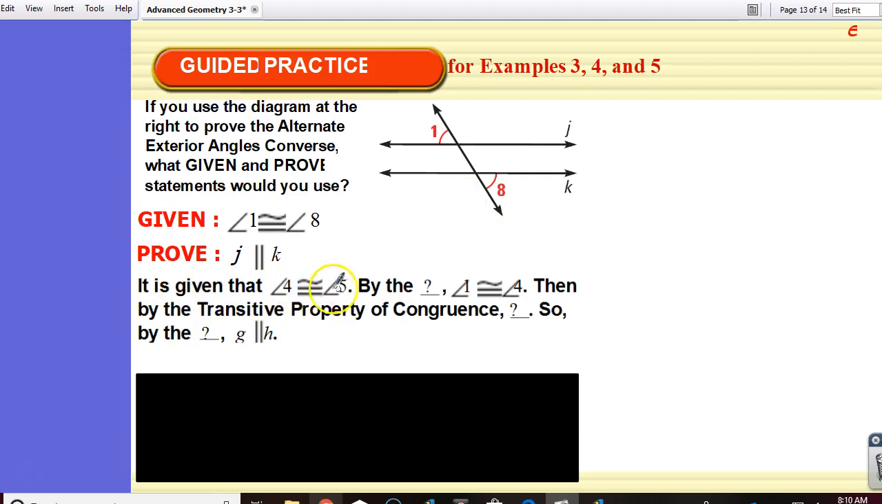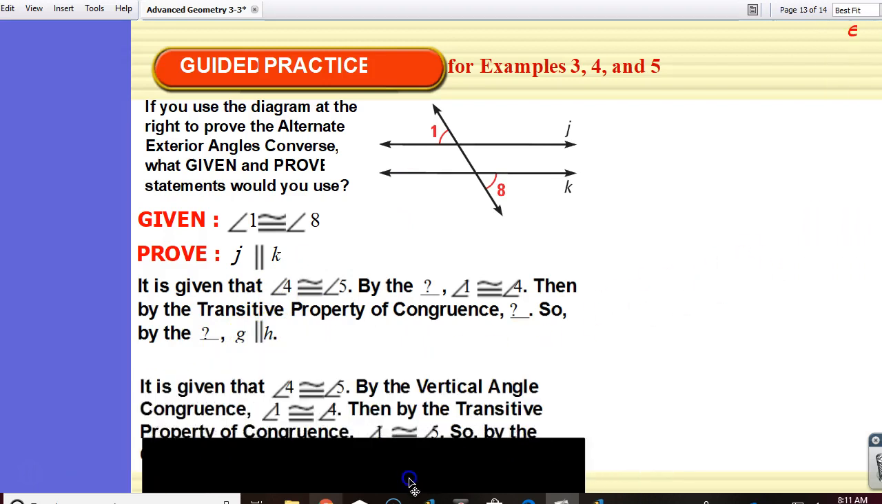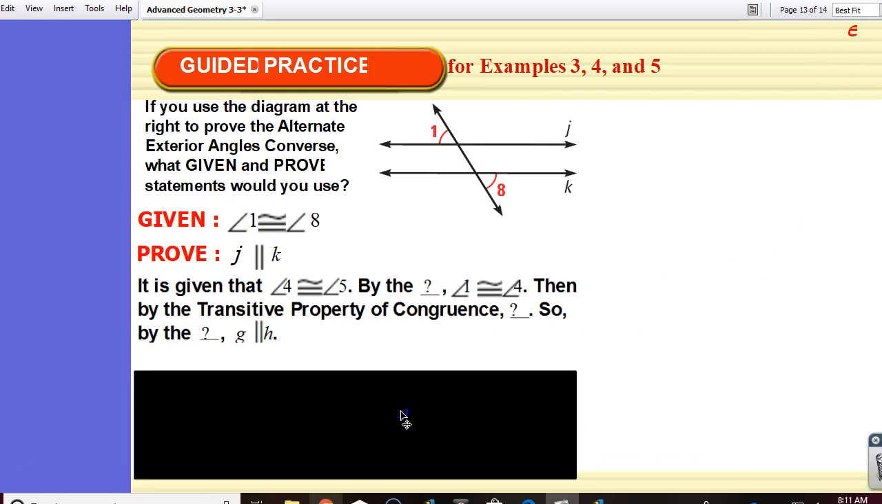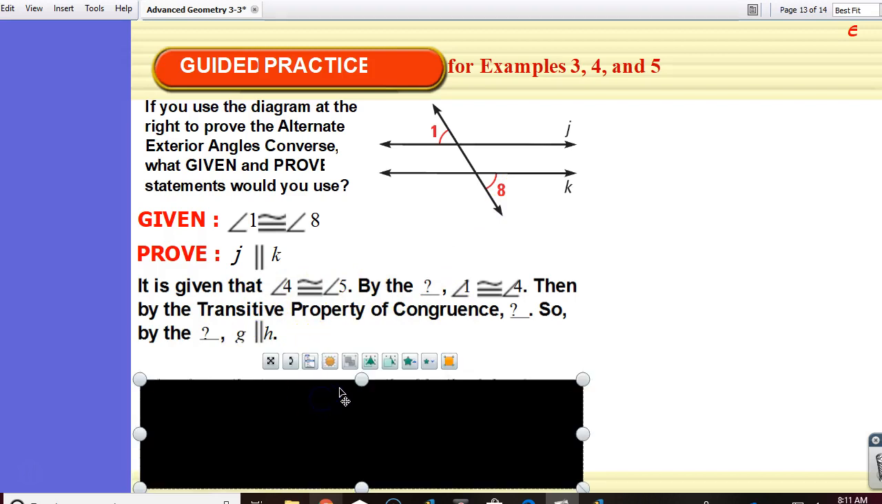Alright, so it is given that angle 4 is congruent to angle 5. Where is that coming from? Where are the angles? Where's G and H coming from? That's so weird. That has nothing to do with this problem. This diagram does not match this. Interesting.